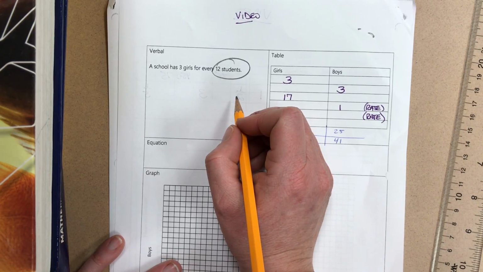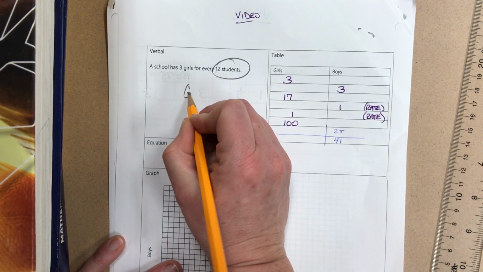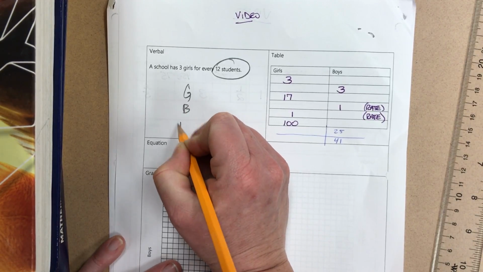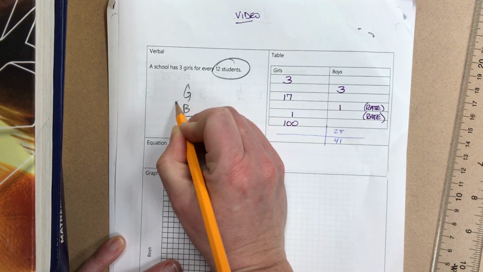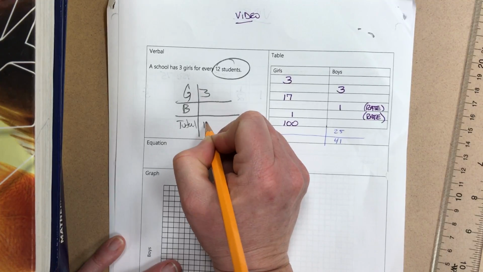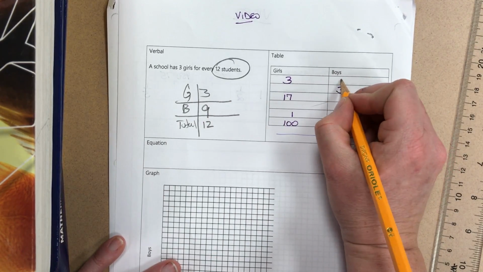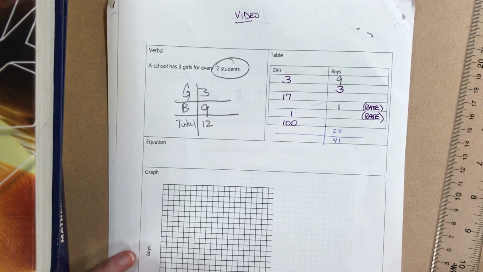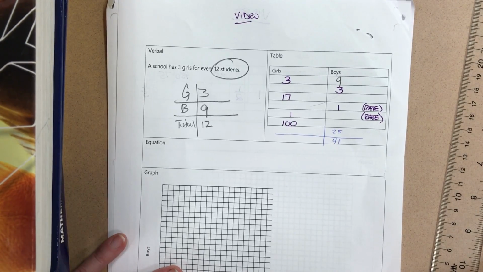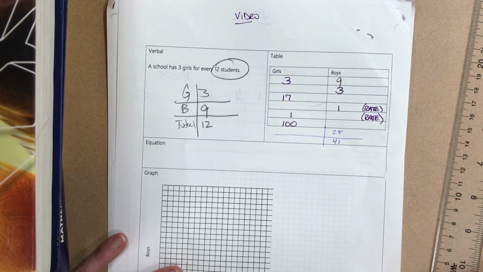If there's 3 girls and a total of 12 students, if I'm thinking about my ratio tables, 3 is here and 12 is here, making this 9. So when I go to fill in my table, that's a 9. That is the first mistake that students will make. If you fill in a 12 there, you're gonna get all the wrong answers.